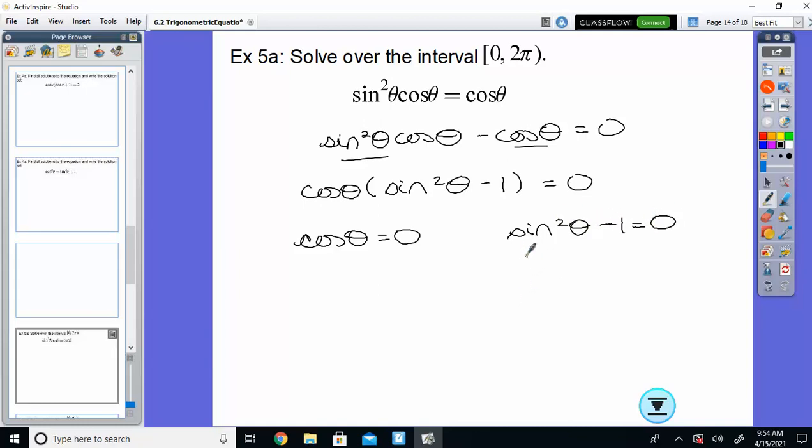Okay, so if I solve this one, you add your 1. Square root, plus and minus, so sine is positive or negative 1.